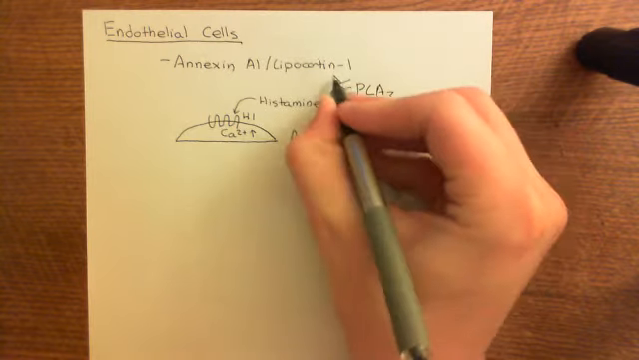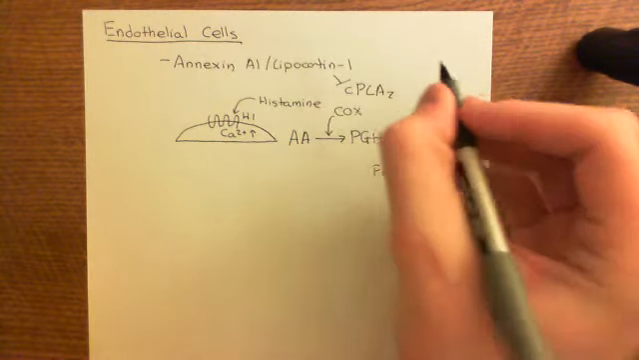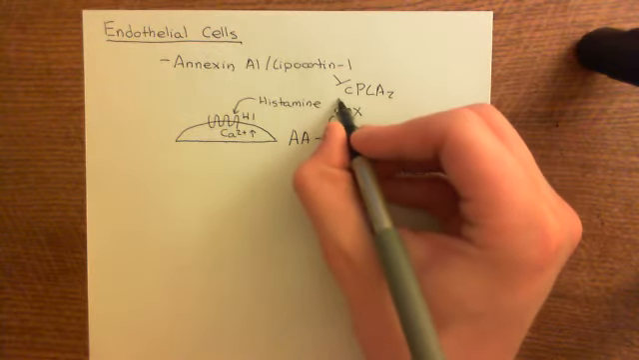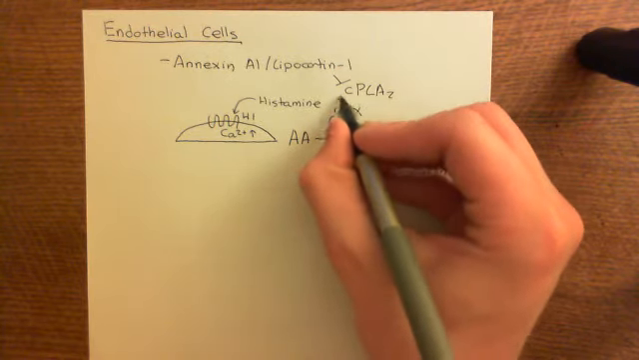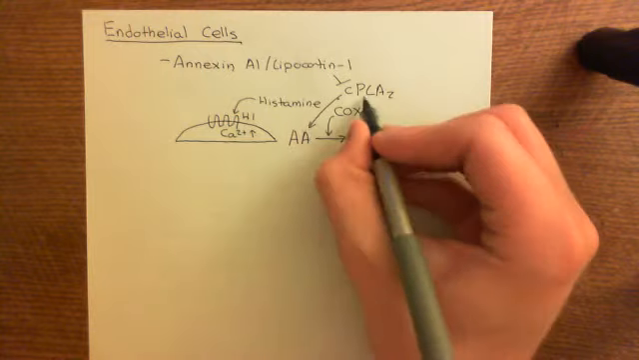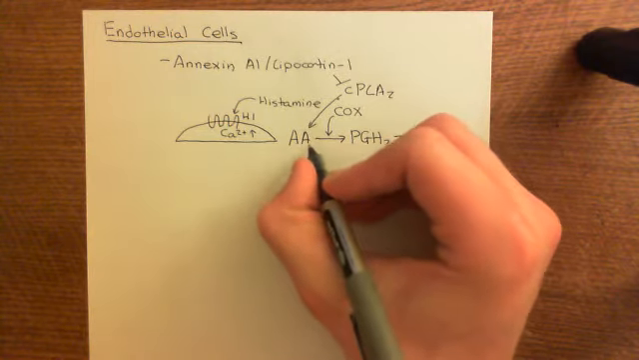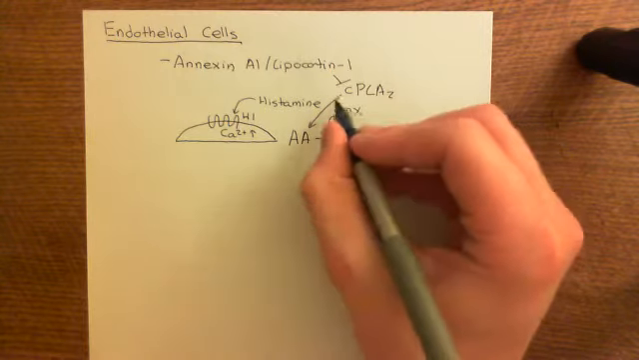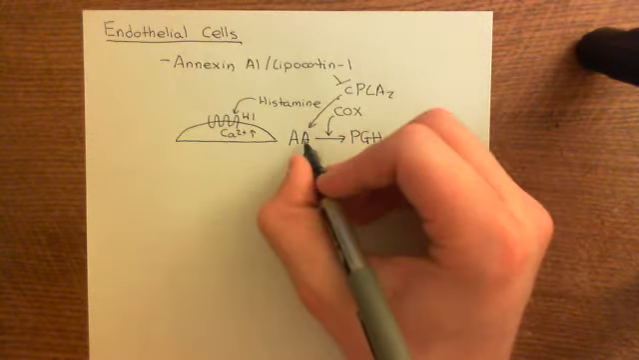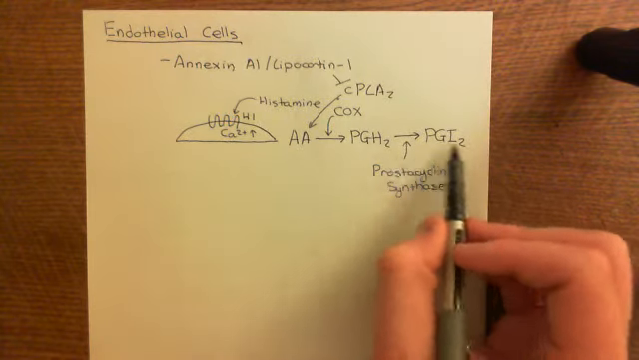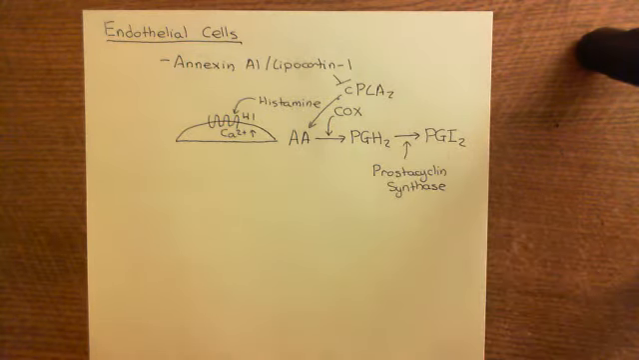And a line with a blunt end like that means inhibits. Okay, so it inhibits this enzyme, and that means you're not going to get any arachidonic acid, because remember the cellular phospholipase A2 is the enzyme that liberated the arachidonic acid from the phosphatidylcholine. So if you've taken this enzyme out, you're not going to get any of this, so you're not going to be able to synthesize any prostaglandin H2, and therefore no prostacyclin is going to be produced.